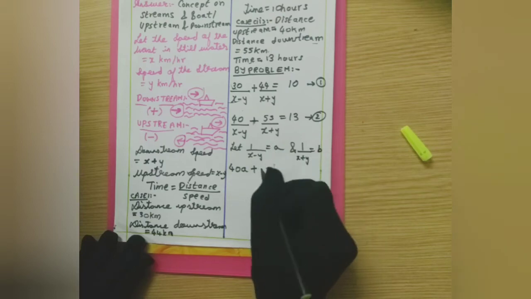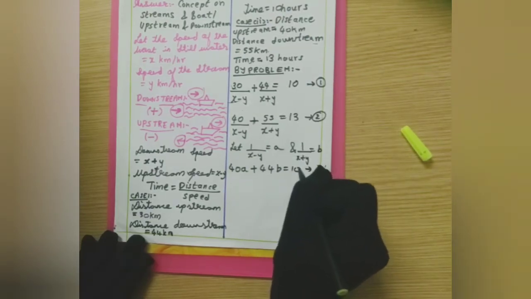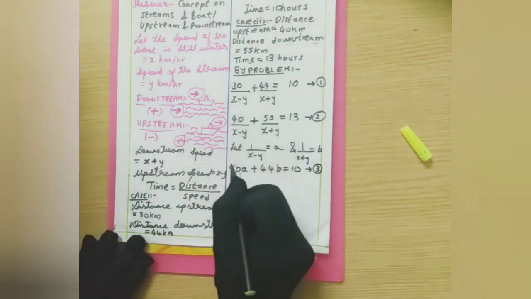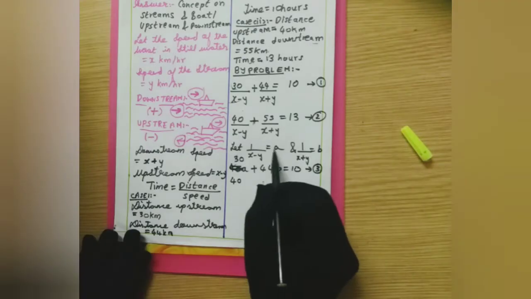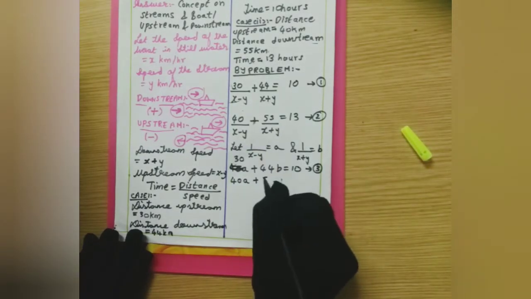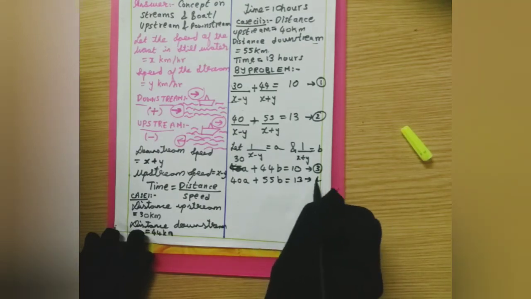Okay, so 40 as it is, 1 by x minus y I have assumed as a, so 40a plus 44 as it is, 1 by x plus y I have assumed as b, so 44b is equals to 10. This is my third equation. Now, again, what is my second equation? Sorry, this is 30a. 1 by x minus y is a, so instead of 1 by x minus y I am writing a, plus 55, instead of 1 by x plus y, I am writing b, is equals to 13. Okay, this is the fourth equation.